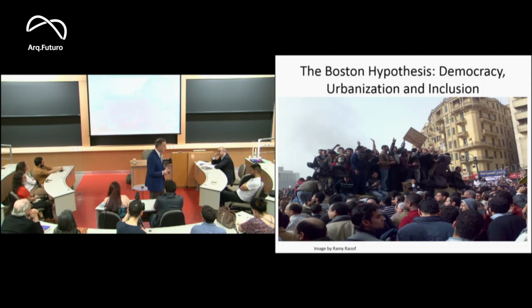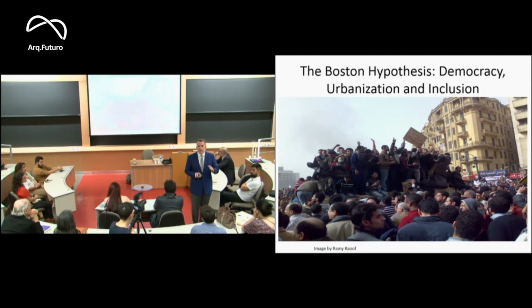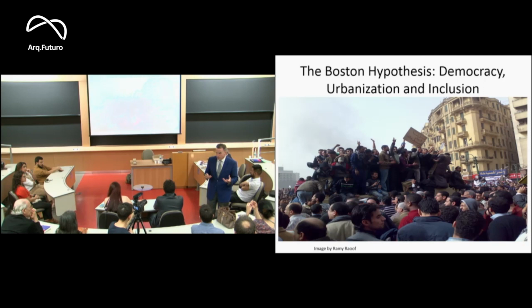I think there's a reasonable view that the road from dictatorship to democracy also runs through city streets. We have good statistical evidence suggesting that dictatorships are more likely to be rebelled against the more urbanized the society is. Now, it's less clear that urbanization always leads to stable democracy. The urban crowds in Tahrir Square certainly helped topple the dictatorial regime, but it's less clear that they have replaced it with a strong democracy.